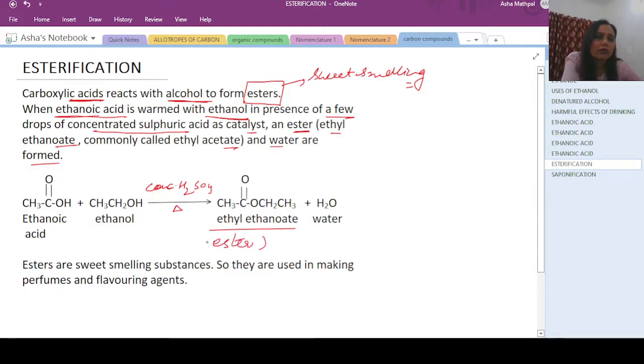In the exam you can simply write ester. There is no need to write necessarily ethyl ethanoate. If you cannot remember the name, you can simply write ester, and water is formed.